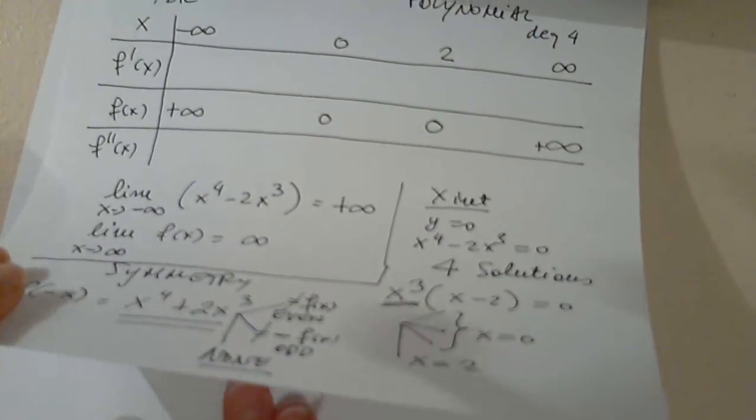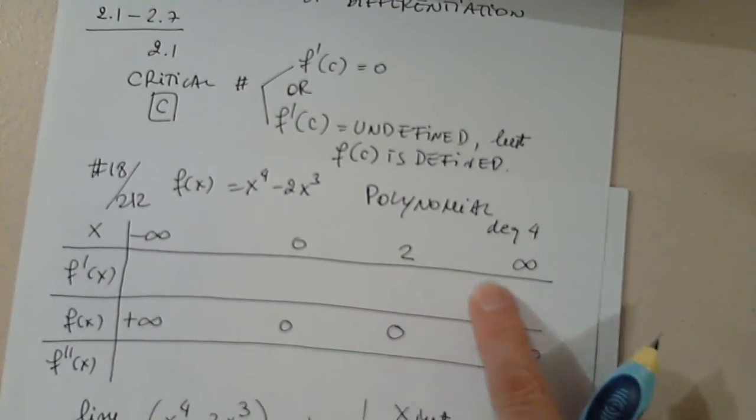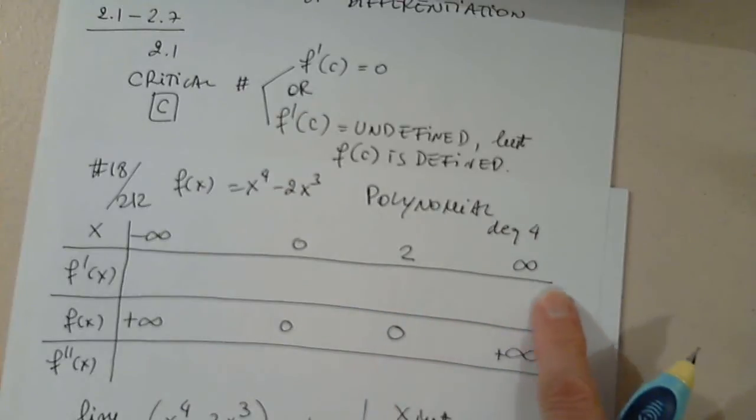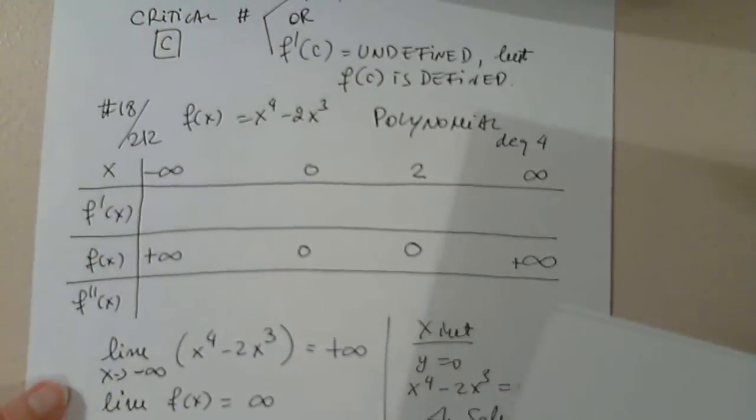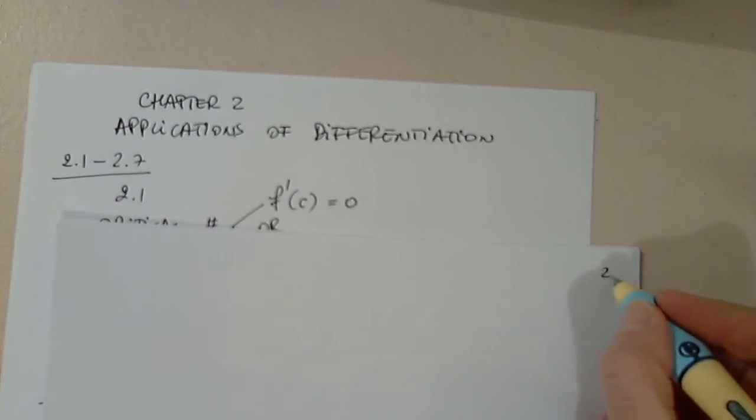In my next step, I will study the first derivative, find its critical numbers and its sign, and I'll come back to this chart. So my page 2.